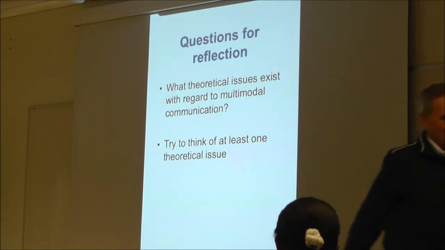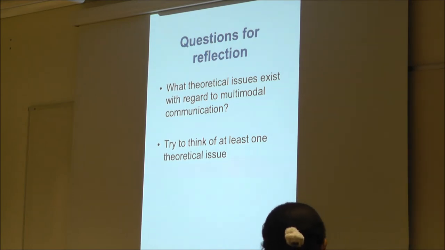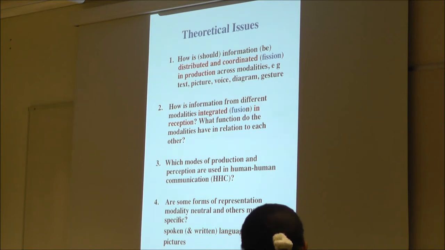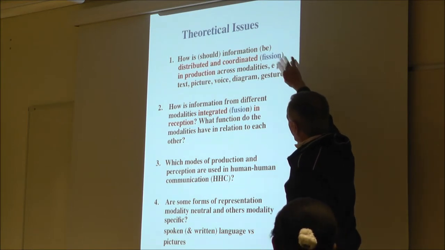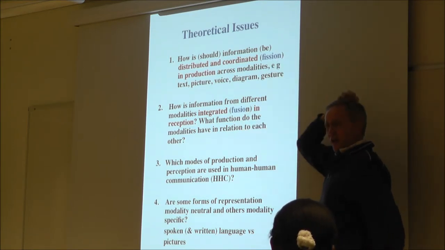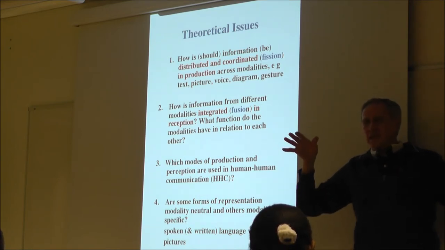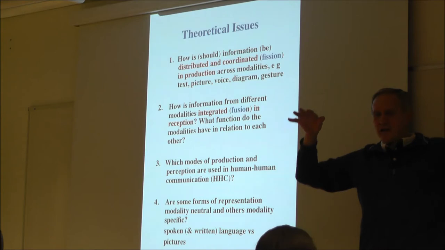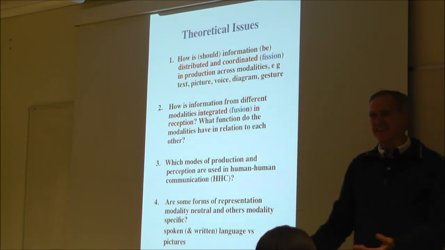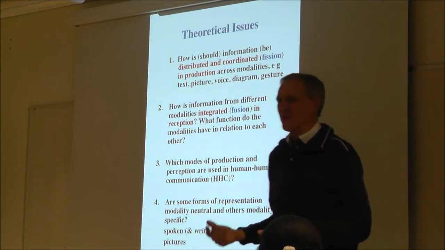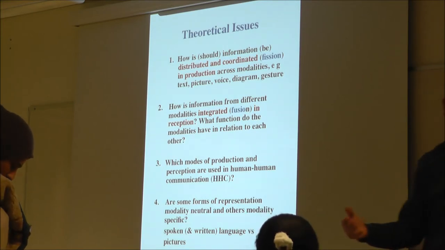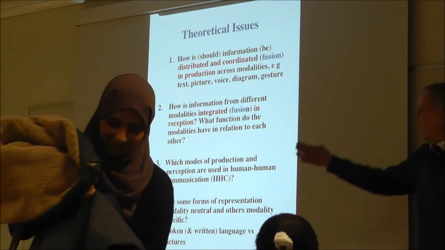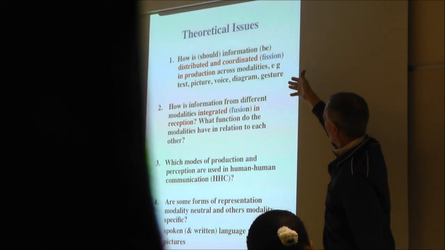Good. Now I'll show you what topics I thought of. So first I have two very basic questions. That is the question of distribution or fission and integration or fusion. So when I am speaking, look at me now, why am I doing this? Why are my hands going up? When I'm speaking, it means that part of the content of what I'm saying is coming out in the words I'm using, and part of the content is coming out through my gestures. That's an example of how content is distributed on different production modalities.